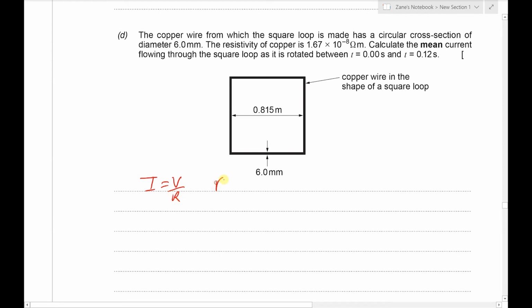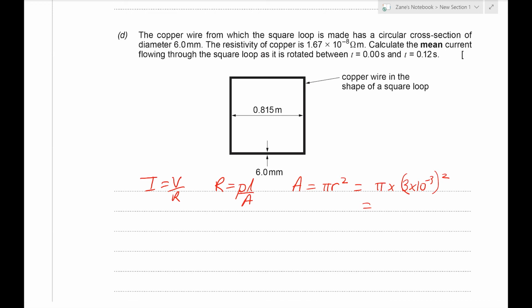Okay, so we're going to end up using I equals V over R, but to be able to find R, we need to use the resistivity formula, R equals rho L over A. And before we can use that, we need to find the cross-sectional area of the wire. The cross-sectional area of the wire will be pi r squared. The diameter of the wire is 6 millimeters, so the radius is 3 millimeters. So that will give us a cross-sectional area of 2.8 times 10 to the minus 5 meters squared.